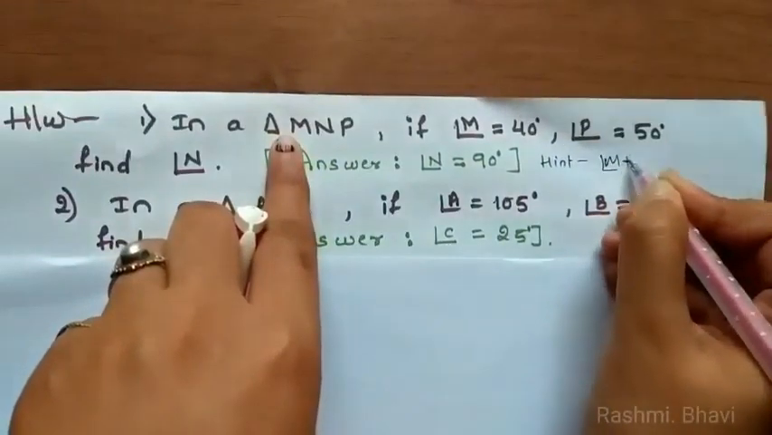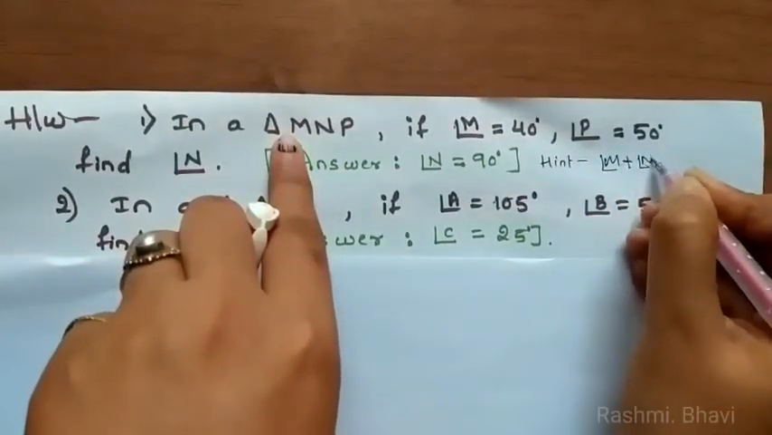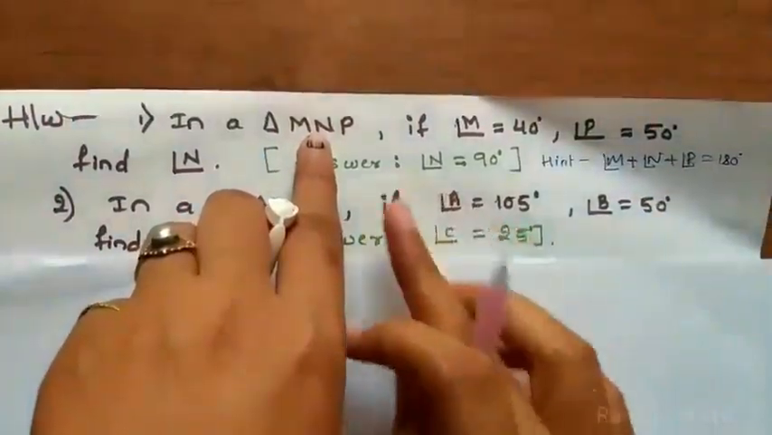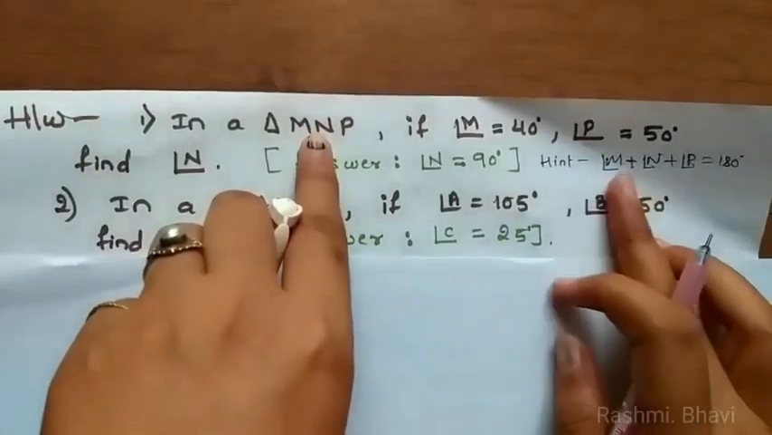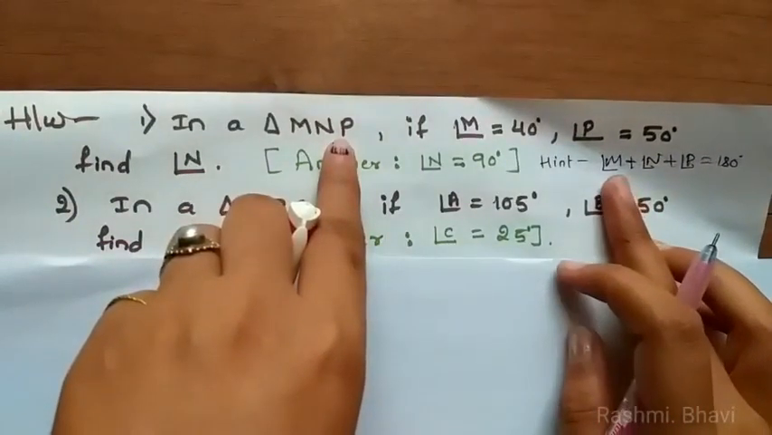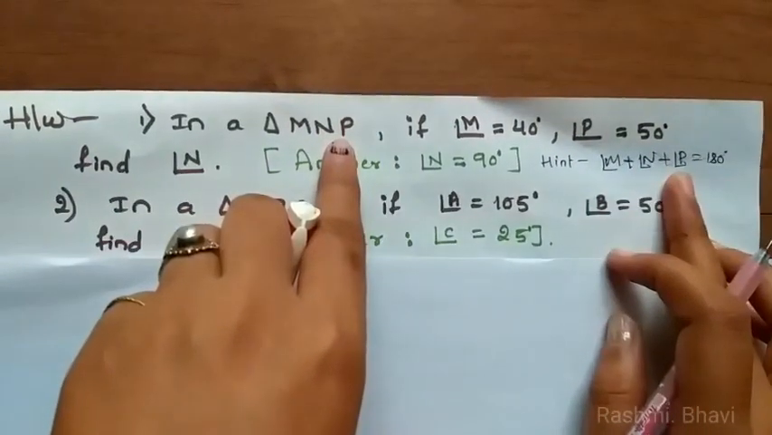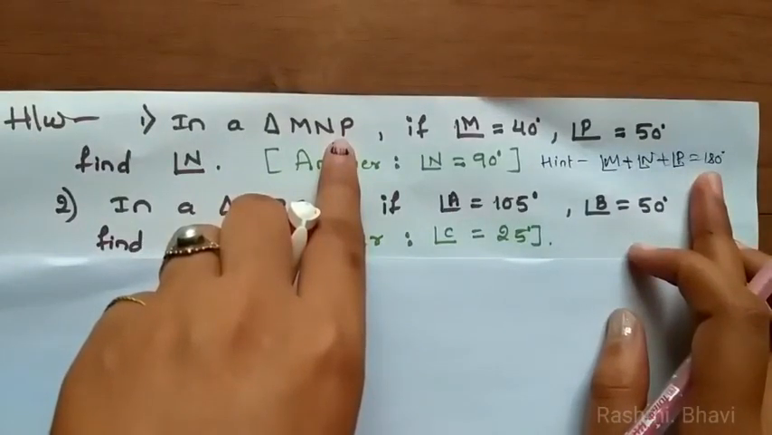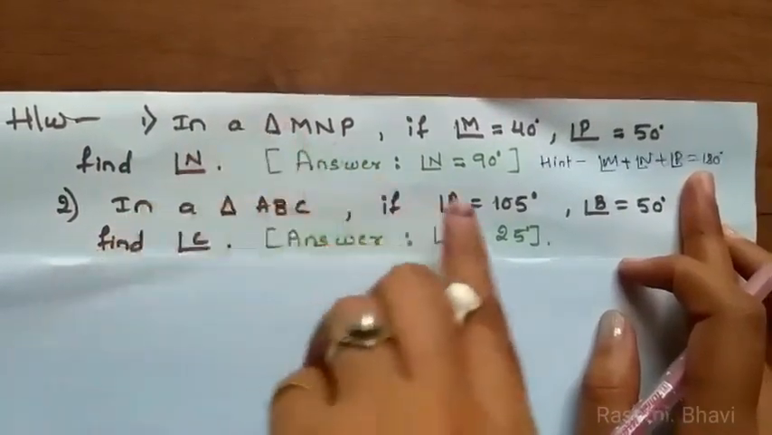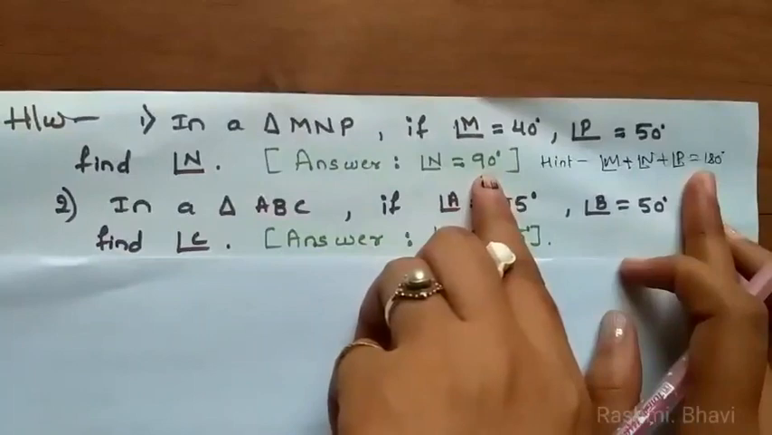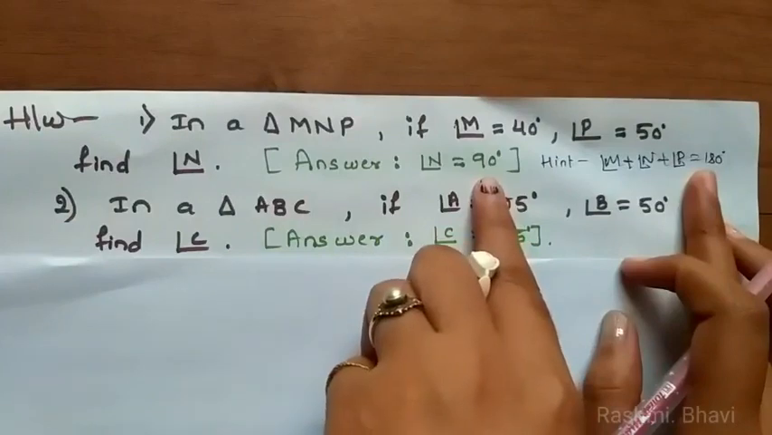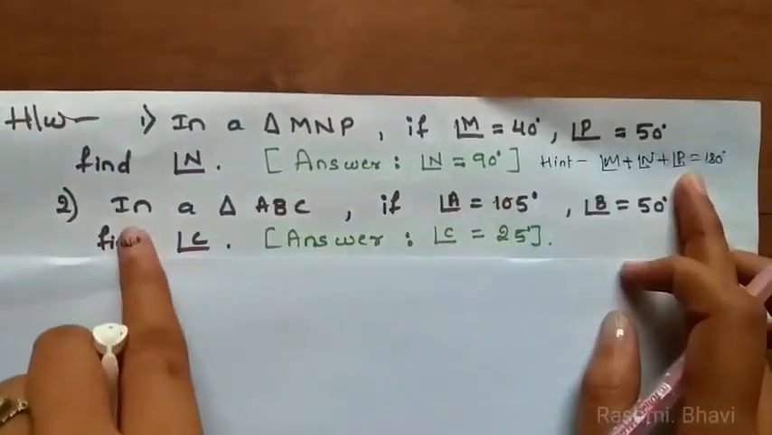Angle M plus angle N plus angle P is equal to 180 degrees. Depending upon the triangle name, we have to write the formula. Here the triangle name is MNP, so we have to use the angle names also. Angle M plus angle N plus angle P is equal to 180 degrees. If you use this formula, you can get the answer, angle N. Here the angle N, how much do we get? 90 degrees. This is the answer key. So if you get angle N is equal to 90 degrees, then it is the correct answer. Use this formula. And see the second question.